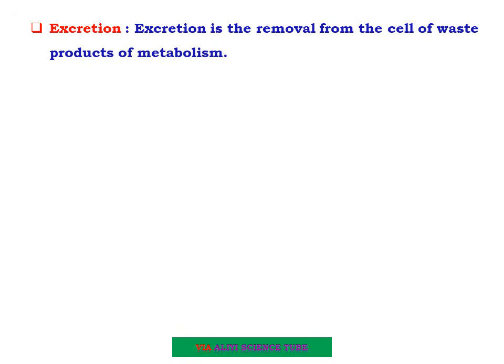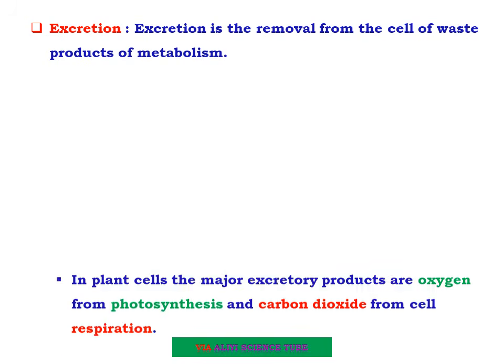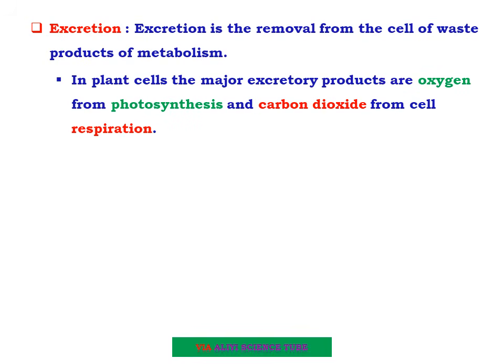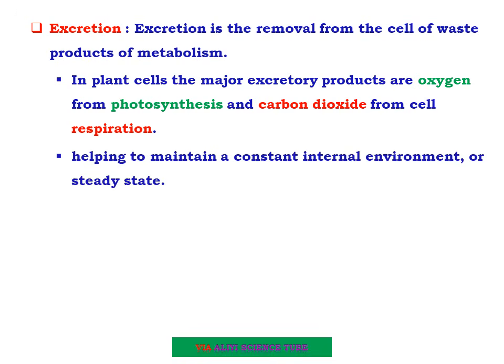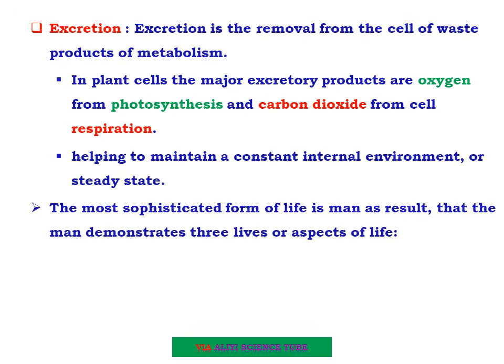Excretion is also a trait of life, that is the removal from the cell of waste products of metabolism. In plant cells, the major products are oxygen from photosynthesis and carbon dioxide from cell respiration, helping to maintain a constant internal environment or steady state.